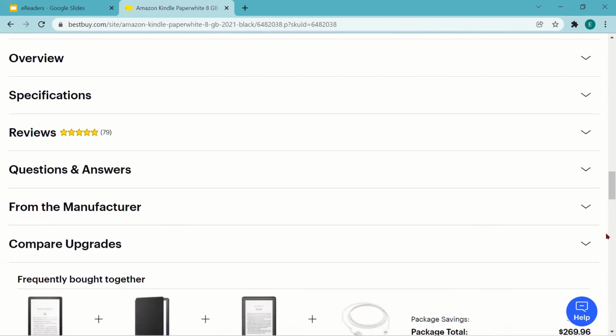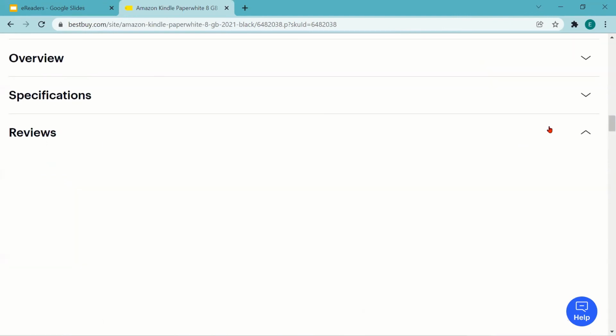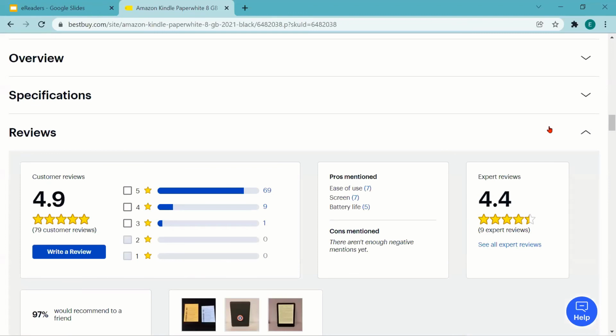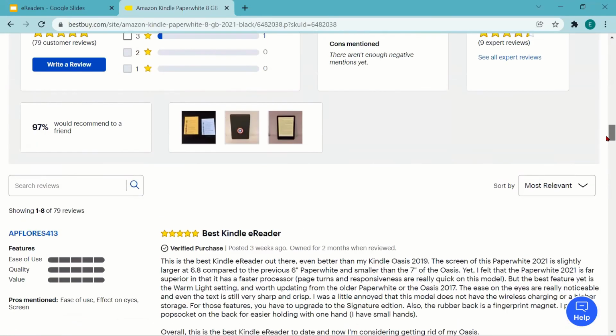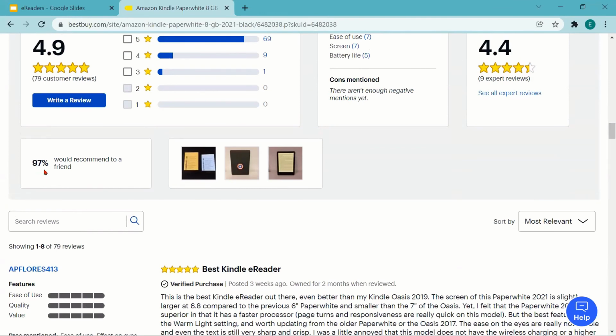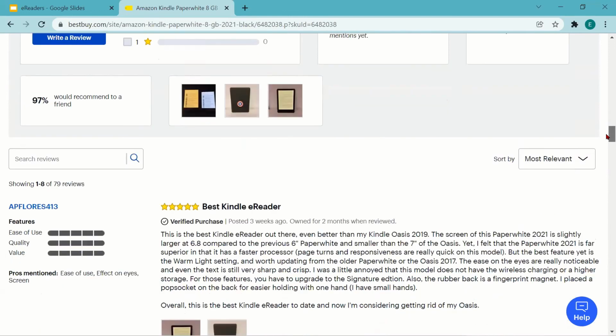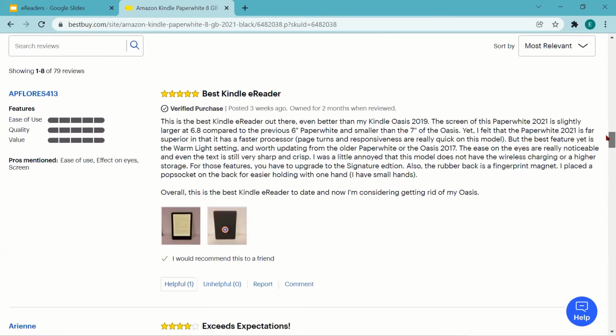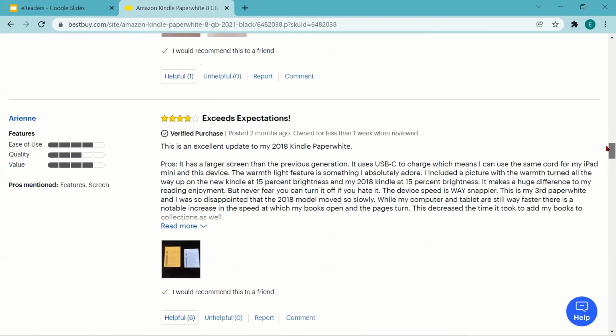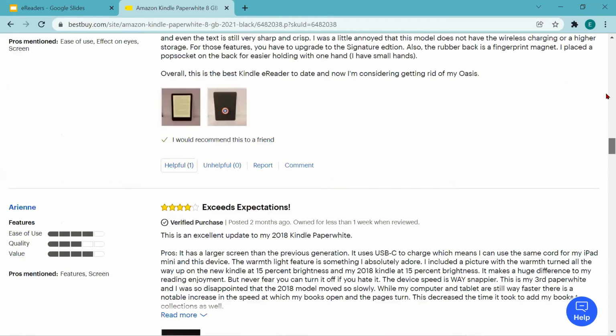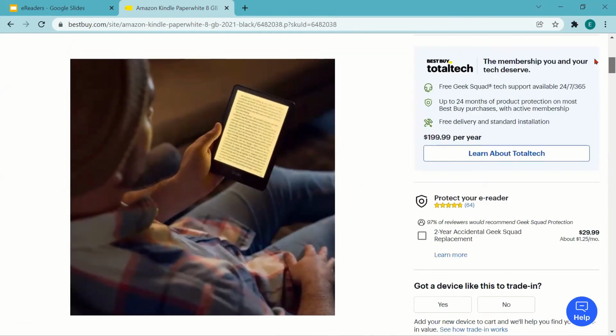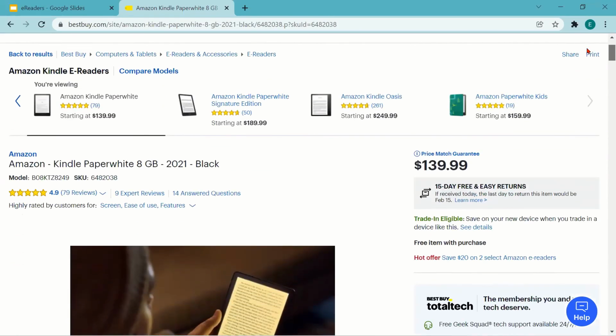And you can also check the reviews at the bottom to see if you want to buy it or not. Over here, the rating is 4.9 out of 5, which is a very good rating. And 97% of people would recommend this to a friend. You can also read the different reviews people have given to check if you want to buy it or if you don't. And that concludes our presentation on e-readers.